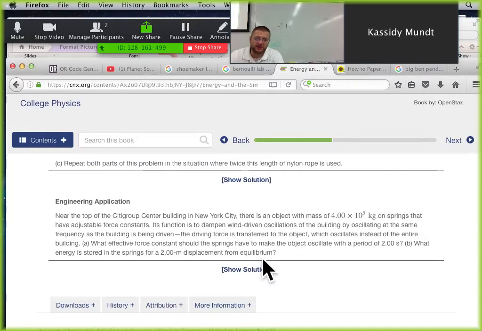So I'm going to change the numbers in this really quick, so get your pencils out. Instead of having an object with mass of 4 × 10 to the 5th, we're going to have that be 2.5 × 10 to the 5th. And then everything else can stay the same.